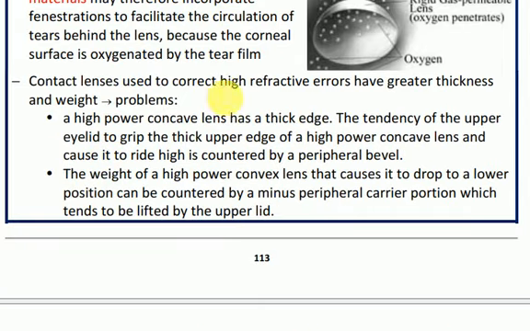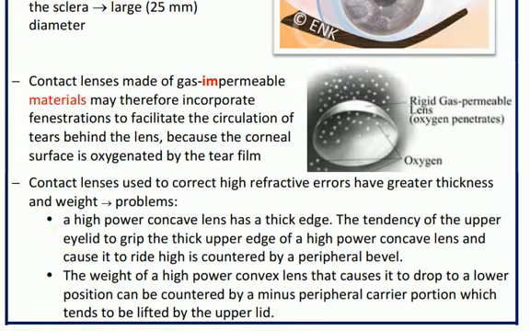Contact lenses which are used to correct high refractive errors have greater thickness and greater weight. So there will be problems. A high power concave lens has a thick edge. A high power concave lens, a minus lens, has a thick edge. The tendency of the upper eyelid to grip the thick upper edge of the high power concave lens and cause it to ride high is countered by a peripheral bevel.